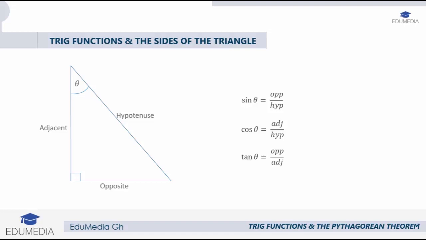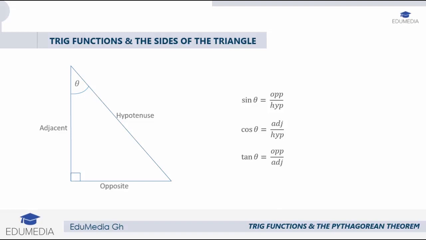We should understand that sine theta is the same as opposite divided by hypotenuse, cos theta equals adjacent divided by hypotenuse, and tan theta equals opposite divided by adjacent. Most of you might be wondering what these functions are, but you should understand that these are just fractions. Literally, they are just fractions. Sine theta is just a fraction, indicated by opposite divided by hypotenuse.